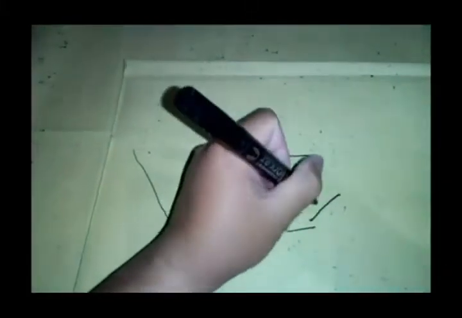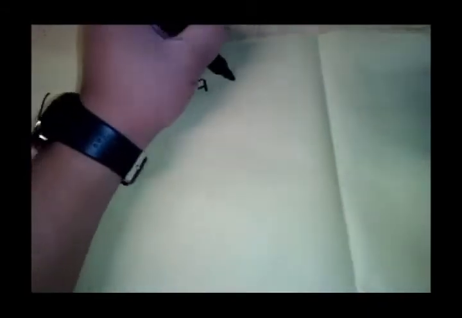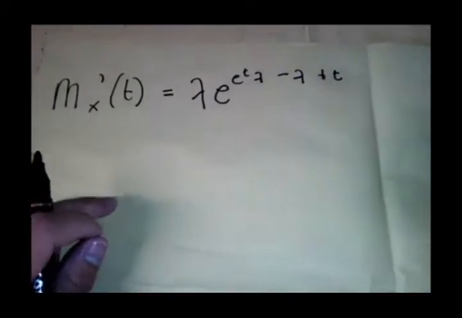This time, I am going to show that the variance of x is equal to lambda. In getting the variance, we need to get first the second derivative of the moment generating function. Note that we have our first derivative, m sub x prime of t, is equal to lambda times e raised to the power of e to the t times lambda minus lambda plus t. In this case, we need to get the second derivative of the moment generating function.